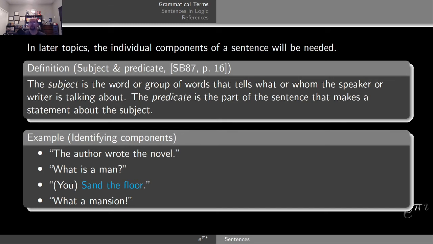As for the exclamation, what a mansion! The subject of the sentence is the mansion. You're describing this mansion, saying, what a mansion, what splendor, what grandeur of this mansion. And thus, the predicate is just the what part. This is a more unusual sentence. Exclamatory sentences are a bit guilty of this, of not being what you would call grammatically correct, not always having a full subject or full predicate.